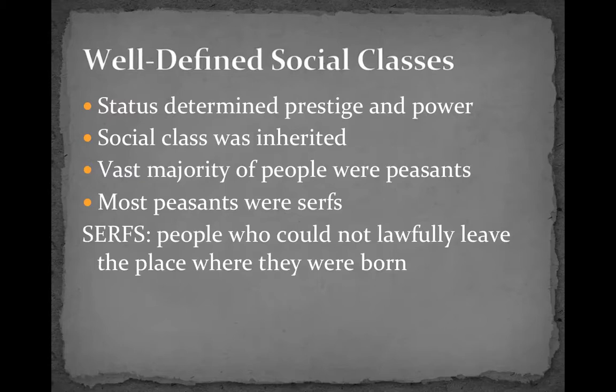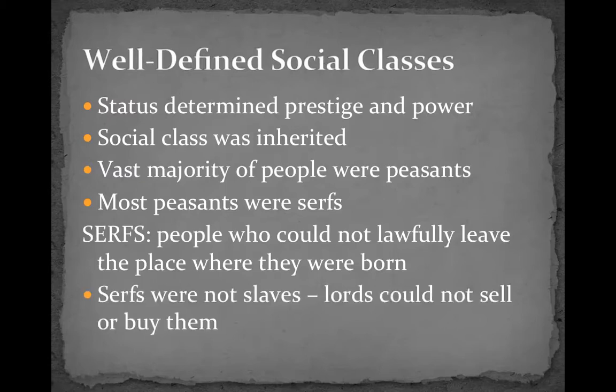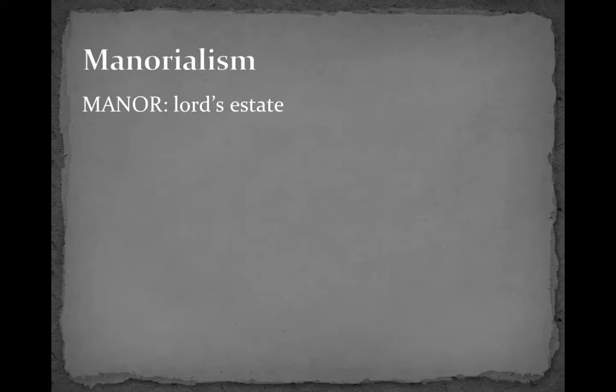Serfs were people who could not lawfully leave the place that they were born. They were not slaves. They were tied to the land. A lord couldn't sell them as property, but they were not able to leave that land. They were tied to the place where they were born, to the estate that they were born onto. That estate, the land that a lord owned, was called a manor.